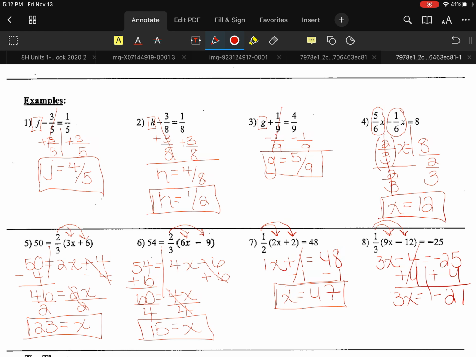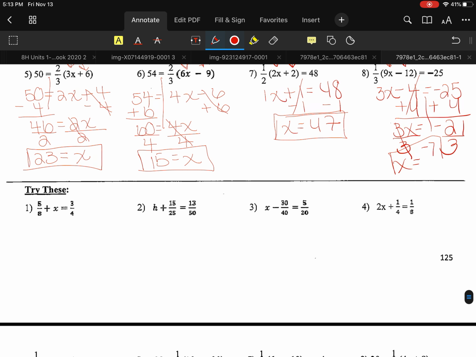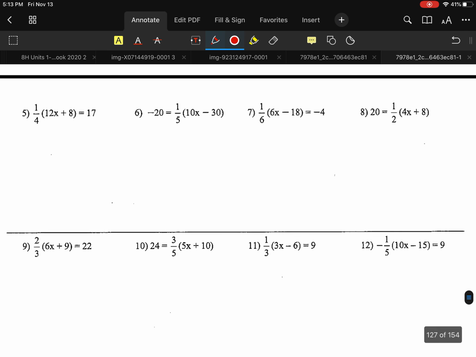-25 plus 4. Signs are different. I subtract. Take the sign of the bigger number or use your calculator. Then divide both sides by 3. X is now equal to -7. So a negative divided by a positive, use your tic-tac-toe board. Again, if you don't have that calculator handy.